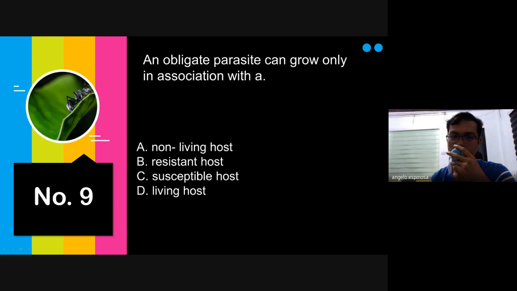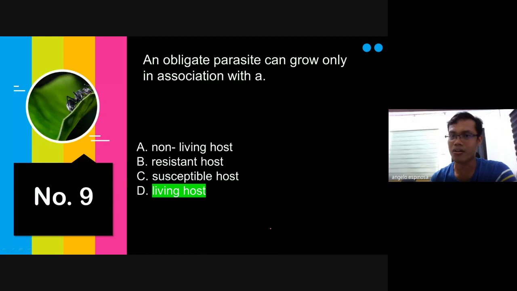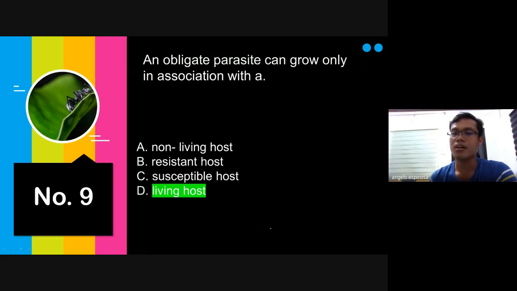Okay, let's answer the question given. An obligate parasite can grow only in association with blank. A, non-living host. B, resistant host. C, susceptible host. D, living host. So, the correct answer for number 9 is D, living host. Always remember, pag sinabing obligate parasite, it cannot survive without a living host. Diba? Yun ang sabi ko sa inyo. Like viruses, they cannot survive without a living host. They can only grow in association with a living host. Okay? The correct answer is letter D. Next.